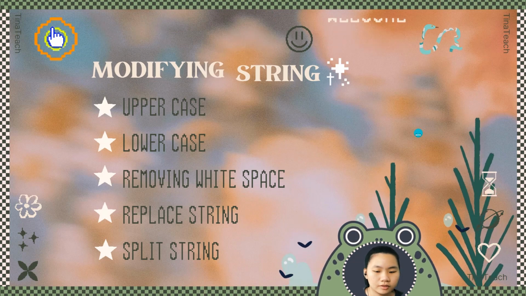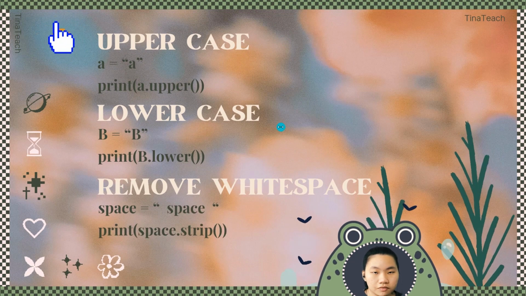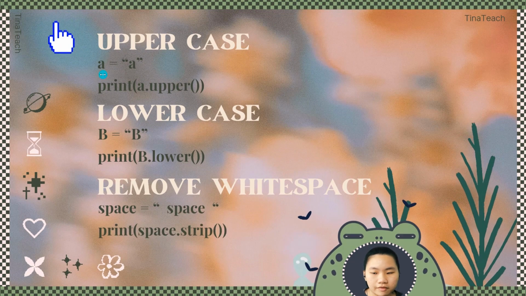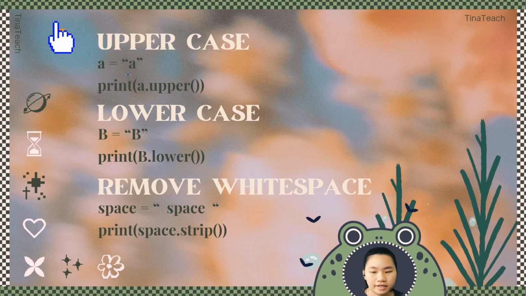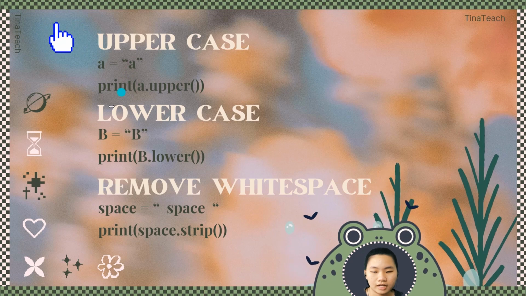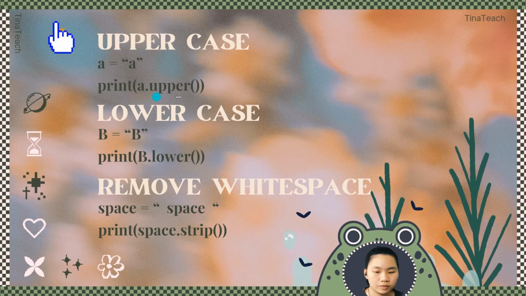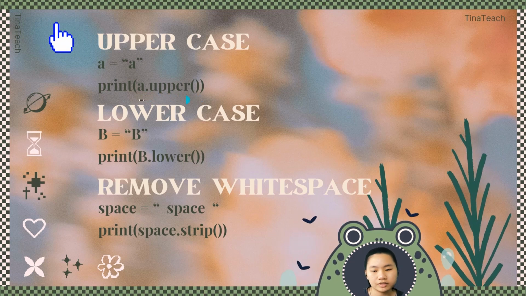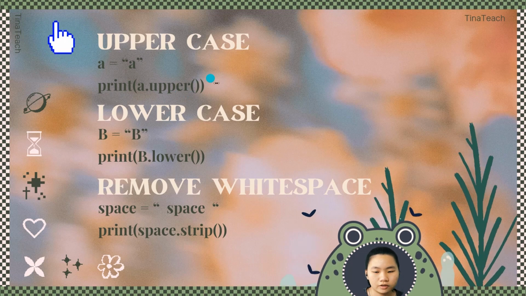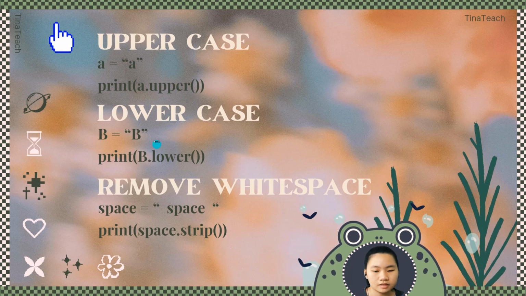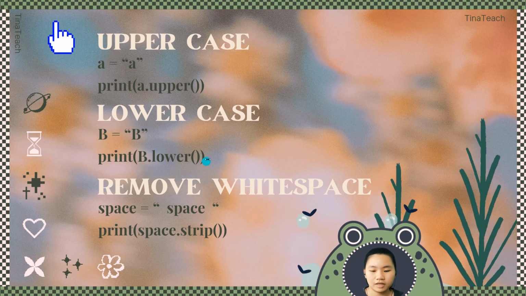Okay, let's move on to the next part. So uppercase and lowercase is very straightforward. Here I have a variable a and it is a lowercase a, okay? And then I want to print the a as an uppercase a. I just do it with the syntax, no parameters, okay? upper, and then close the parenthesis. And it's the same with the lowercase, b.lower parenthesis, okay?